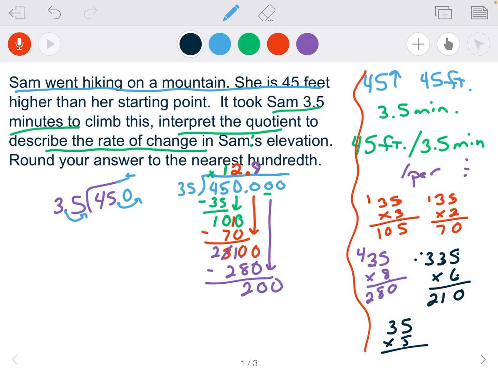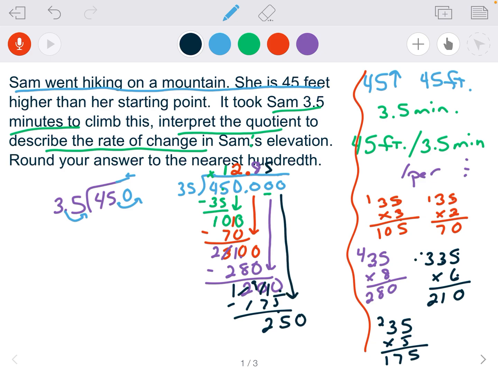35 times 5. I have to sneeze, so excuse me a second. 5 times 5 is 25. 5 times 3 is 15, plus 2 is 17. So that's 175. So I put my 5 up here. 175. And I subtract. I've got 1 more 0 to bring down. So I have to borrow from the 2. So 10 take away 5 is 5. 9 take away 7 is 2. And bring down that last 0.